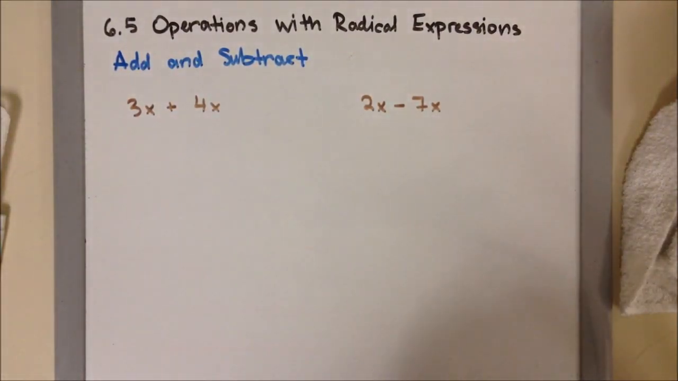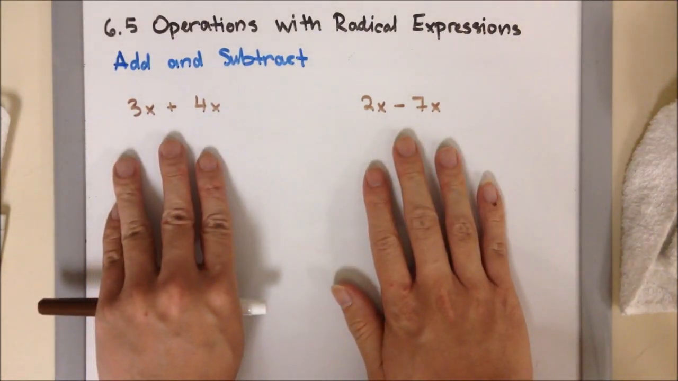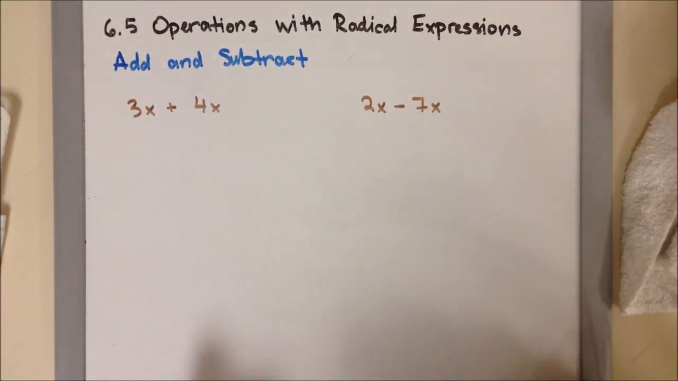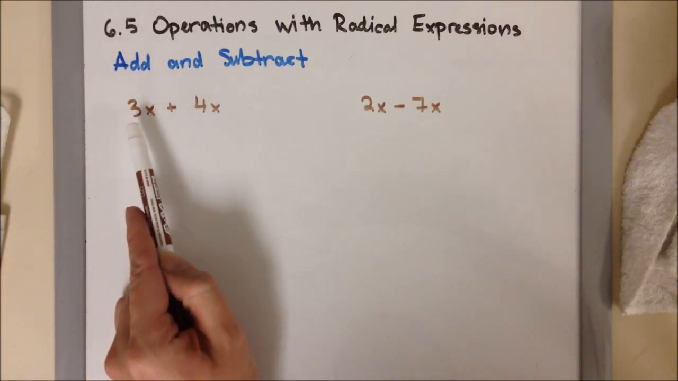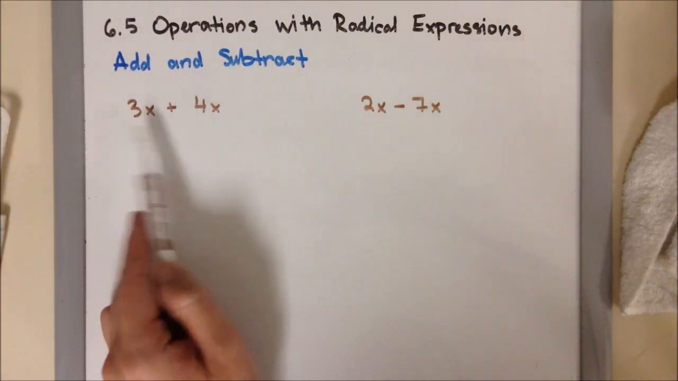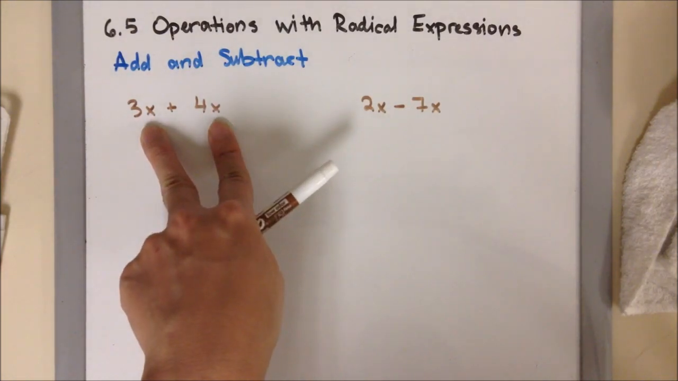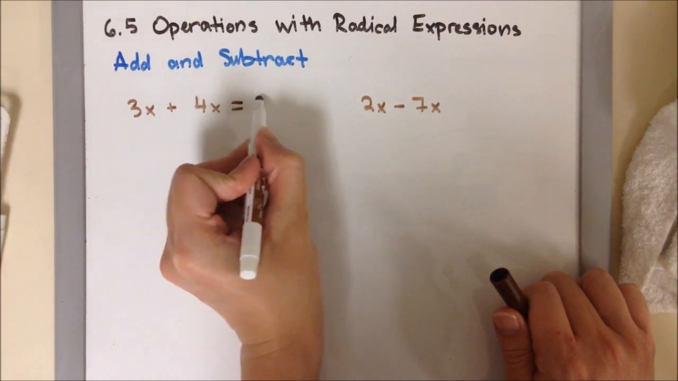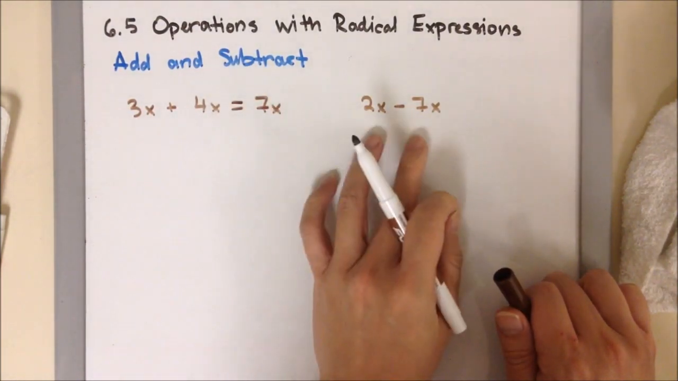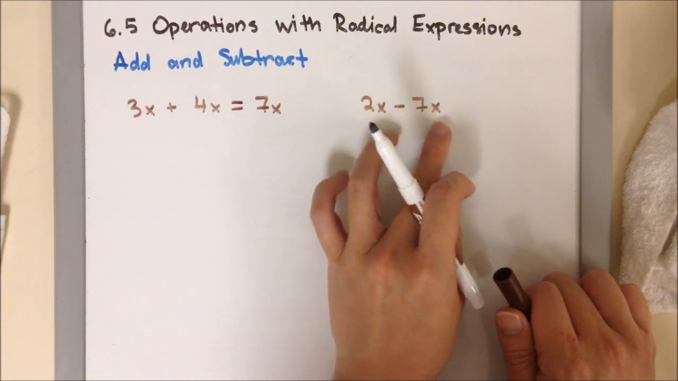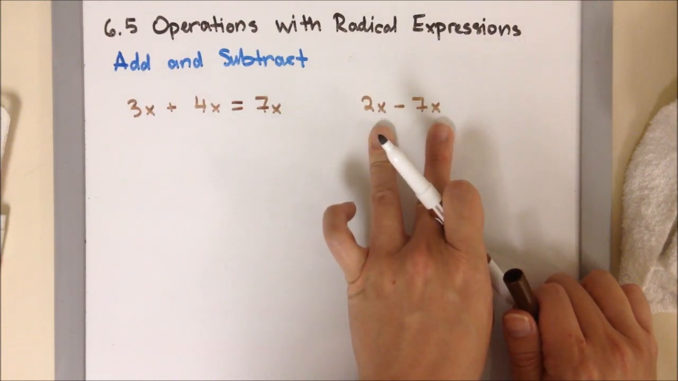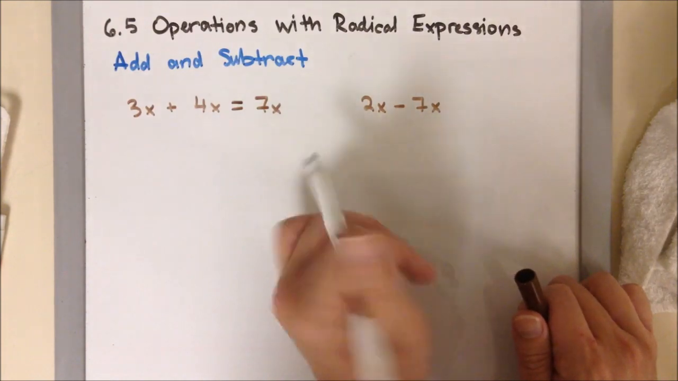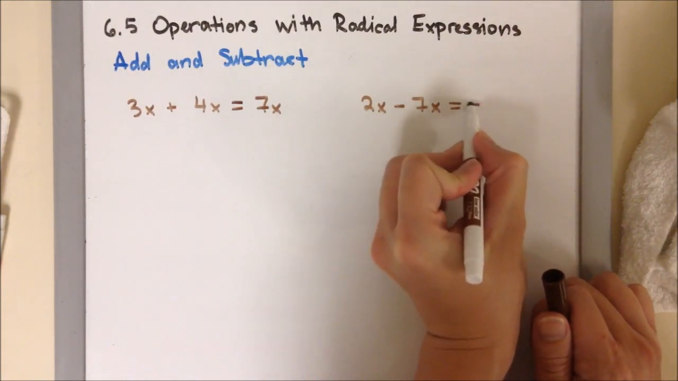Alright, so we're going to talk about adding and subtracting radical expressions. Now, what you see here is what we have done before, adding and subtracting with variables. So, if you look at this one, 3x plus 4x, we can combine them because they both have the same variable, the x. So we're just going to add the coefficients, 3 plus 4, it will be 7x. Now over here, it's 2x minus 7x, and again, both of them have the same variable, so 2 minus 7 will be negative 5x.